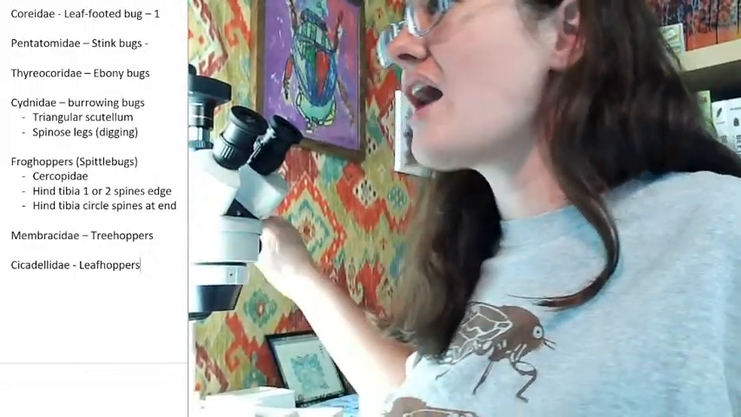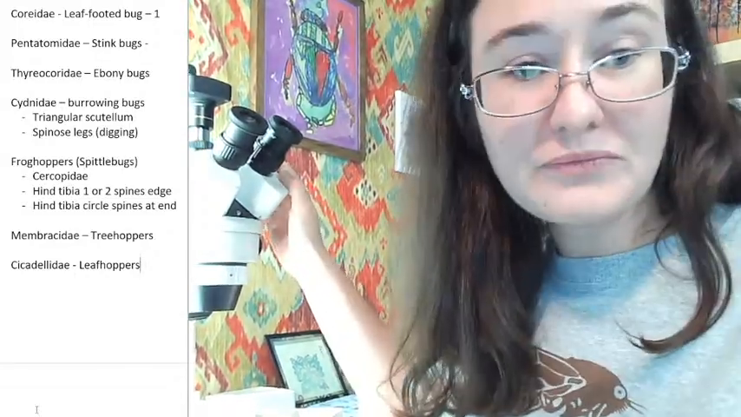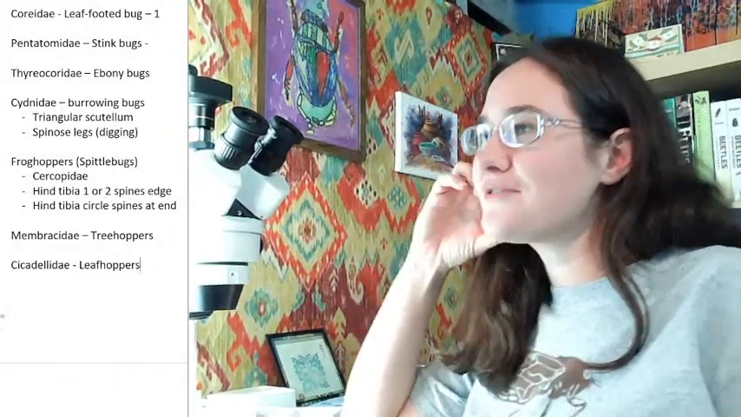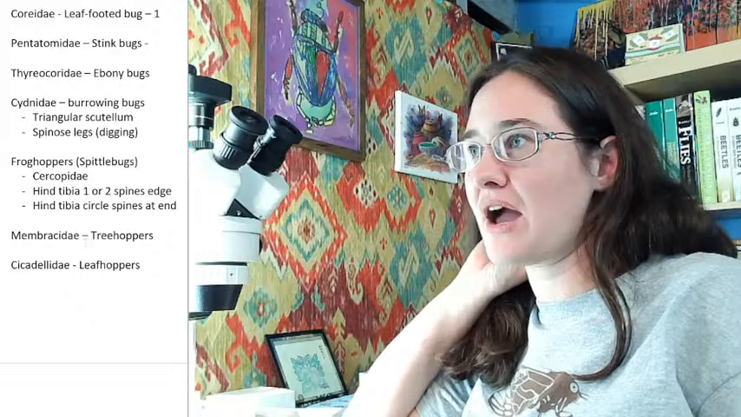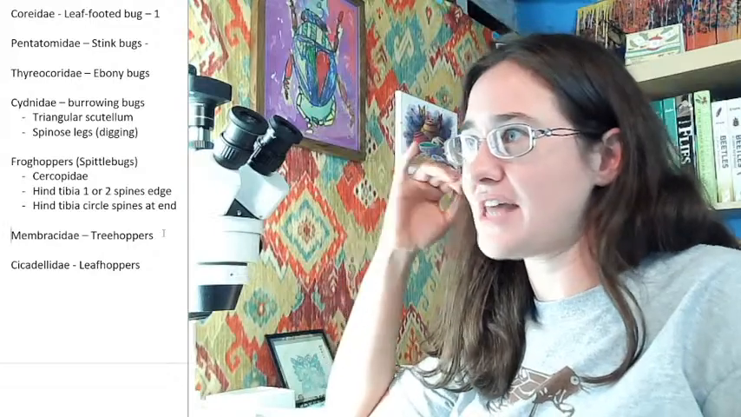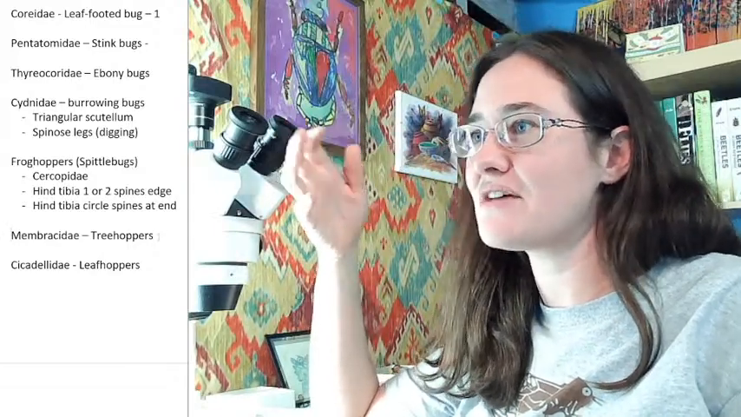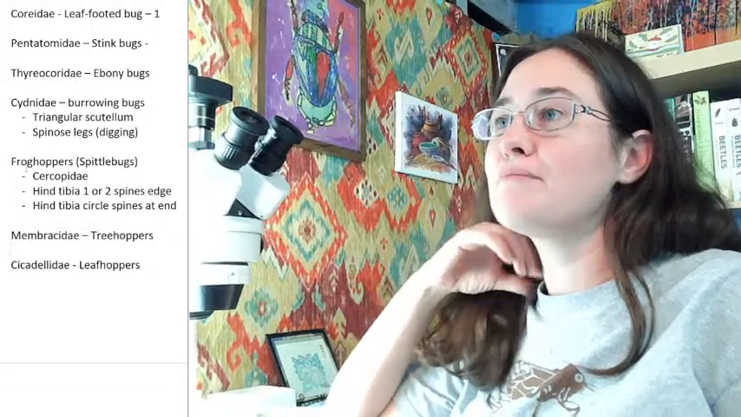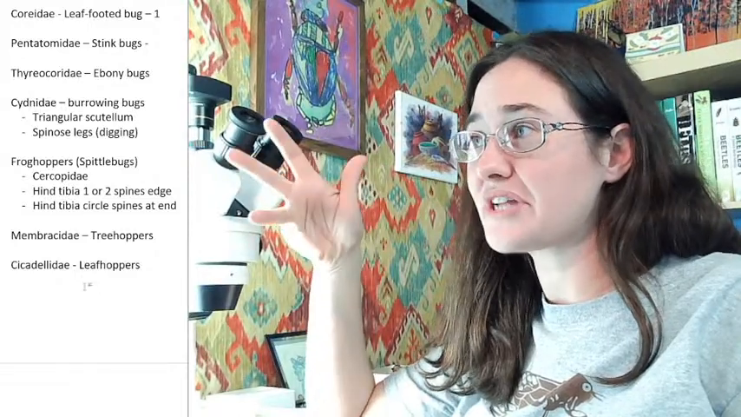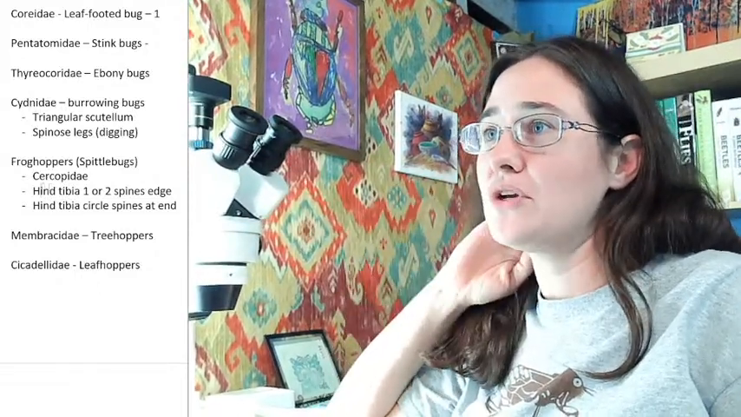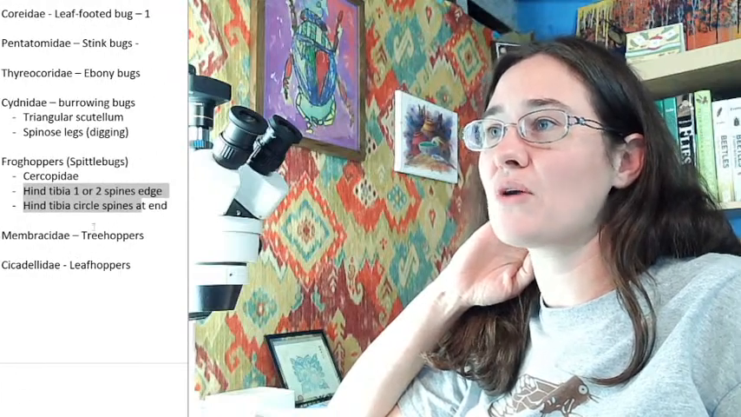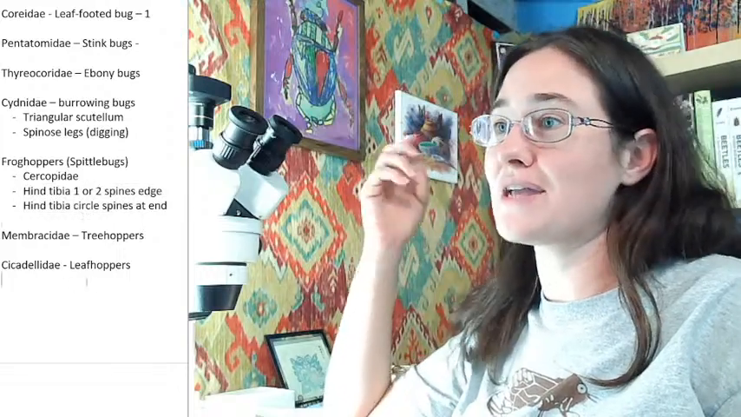Alright, so let's see. Our Cicadellidae, our leaf hoppers. These guys have, we're looking at the hind tibia. So a lot of times when we're trying to tell the difference between hoppers, the membracids are easy, right? They've got that elongated pronotum that guards that entire back. It's very hard. It's defensive. Those guys are easy to tell. But frog hoppers and leaf hoppers tend to be a little bit more difficult to tell apart, unless you know what you're looking for, right? So the frog hoppers, we were looking at the hind tibia, right? Having 1 or 2 spines, but then the circle of spines at the end.